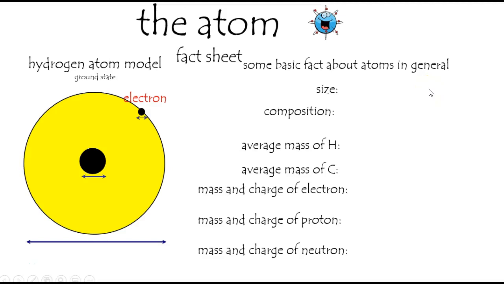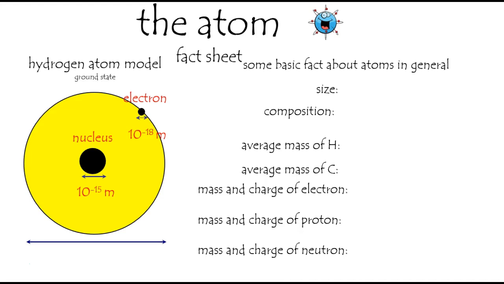Hey, let's take a look at the atom, some basic facts about it. Let's start with the simplest possible atom, a hydrogen atom, a one-electron system. We've got an electron that is nearby a nucleus, and that electron is only about 10 to the minus 18th meters in diameter. That is pretty small. The nucleus is about 1,000 times larger, 10 to the minus 15th meters.